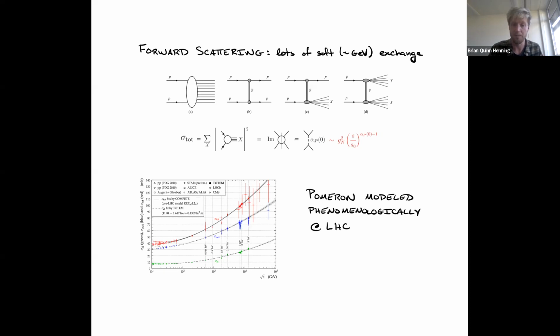This is the Pomeron. While we do know how to obtain a Pomeron-like object out of QCD, it's not the Pomeron that's observed in experiment. Namely, the Pomeron controls the growth of the cross-section as s to a power. And out of QCD, you can calculate a power here, but it's not the observed power. So we don't know how to do it, and so it's modeled phenomenologically at the LHC.